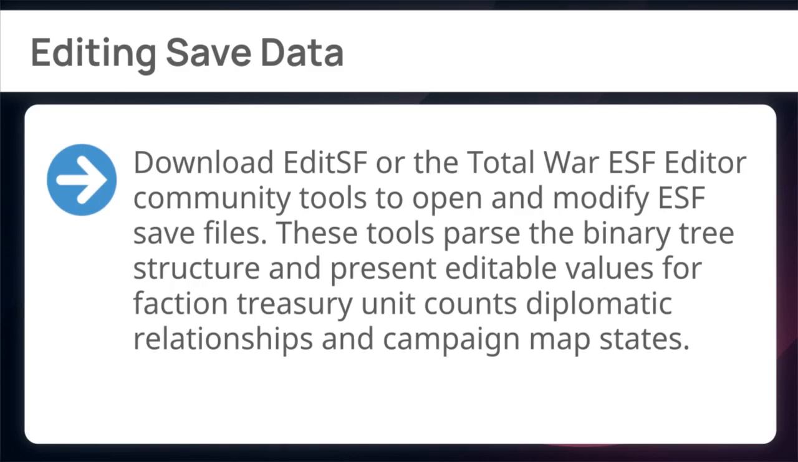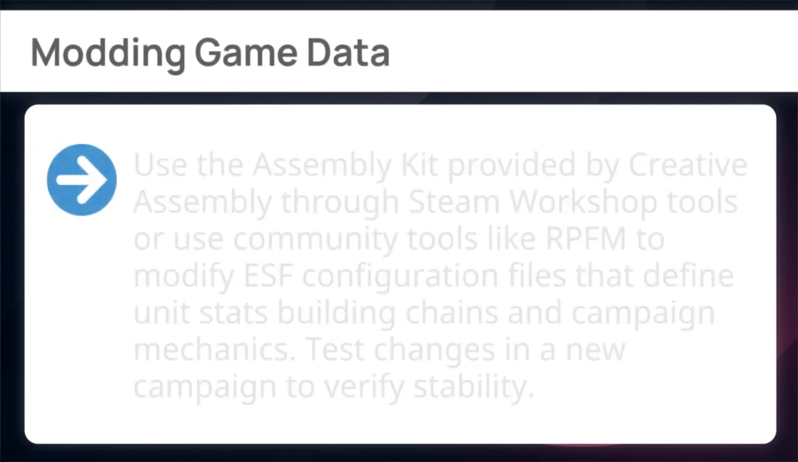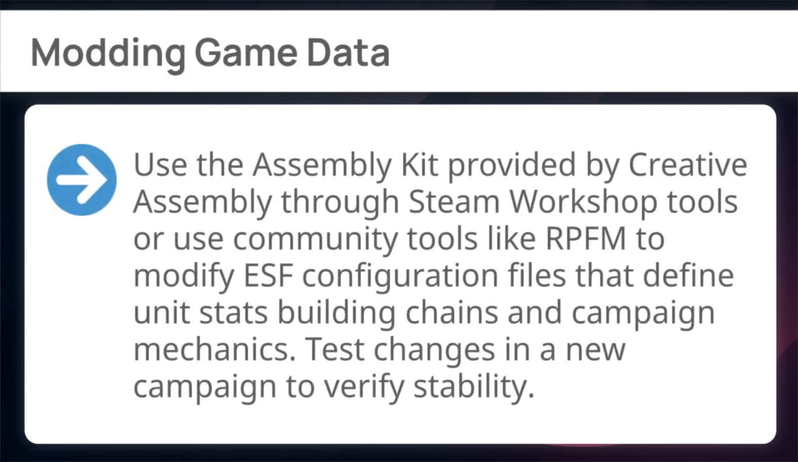campaign map states. Next, modding game data. Use the assembly kit provided by Creative Assembly through Steam Workshop tools, or use community tools like RPFM to modify ESF configuration files that define unit stats, building chains, and campaign mechanics. Test changes in a new campaign to verify stability.